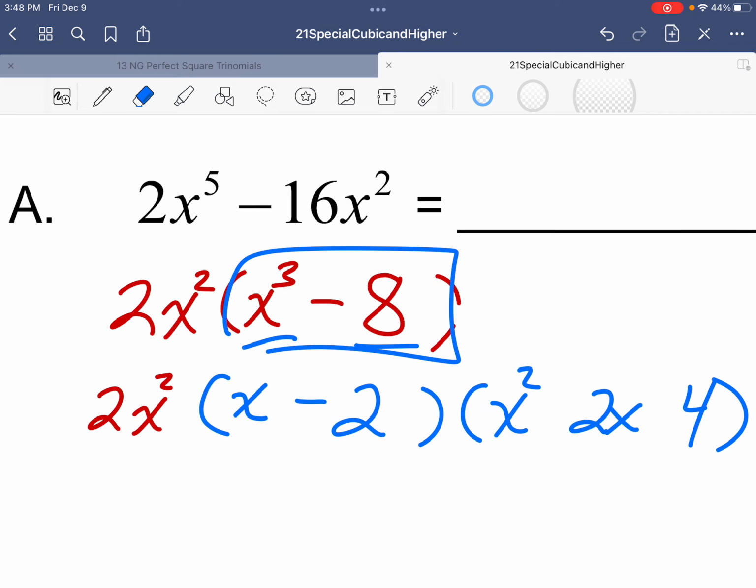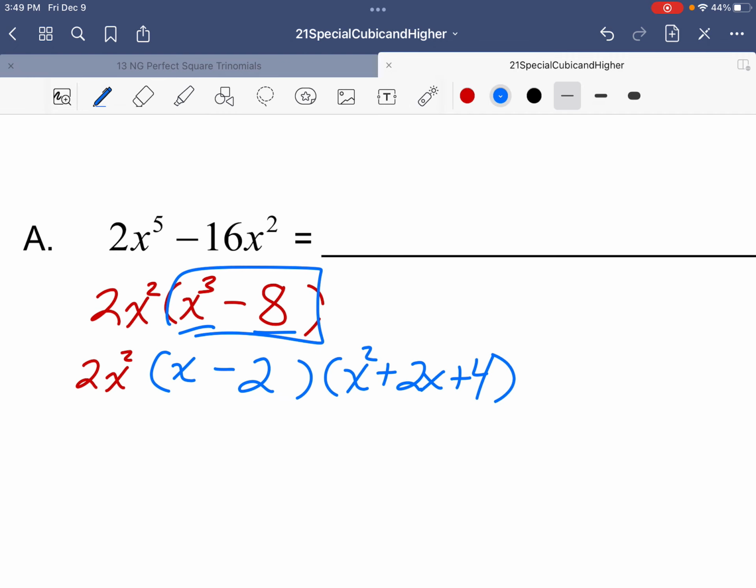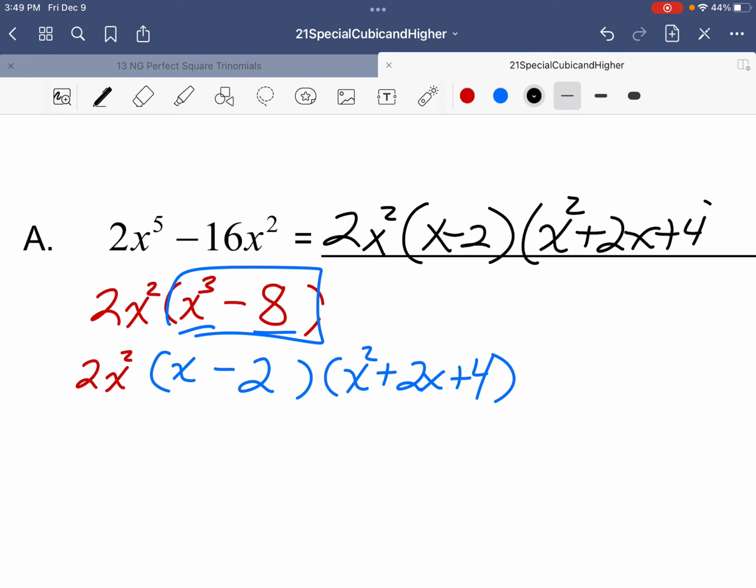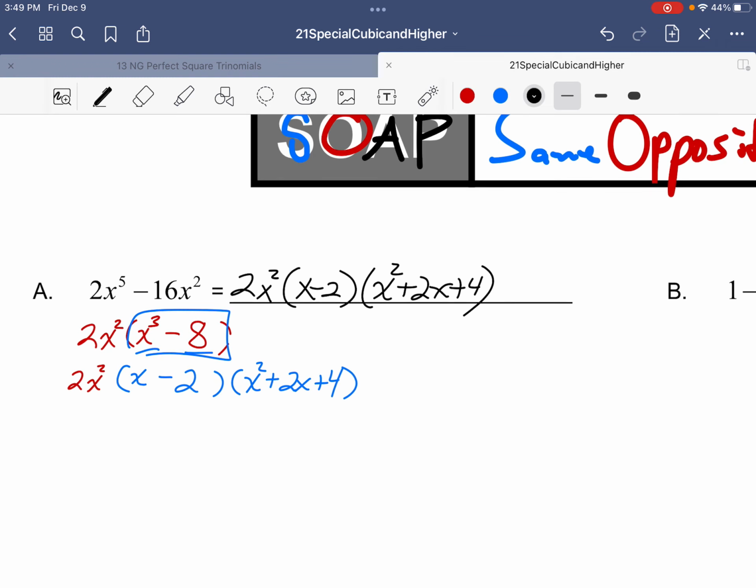Oops. Let's talk about the signs. Remember, the first sign is the same. The second sign is the opposite. The last sign is always positive. And so, to fully factor this problem, we end up with actually 3 factors. We get 3 factors that are equal to the original expression.